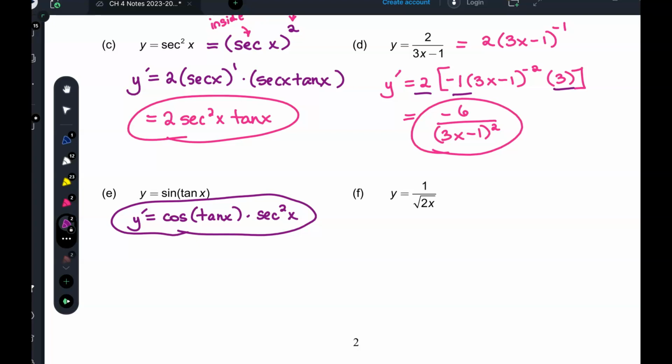Here, let's try this one because this is going to be another power rule. How can I rewrite 1 over root 2x? Good. 2x to the negative 1/2.